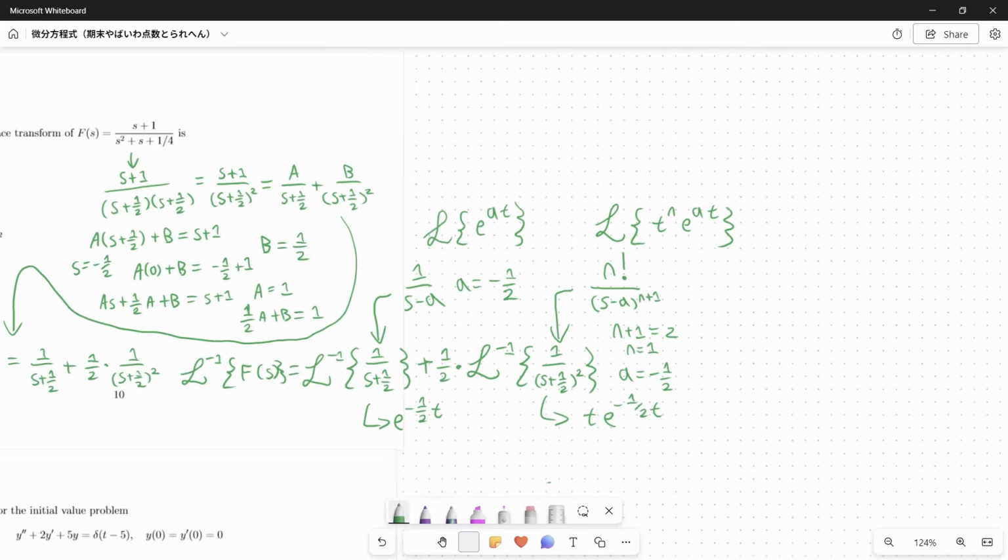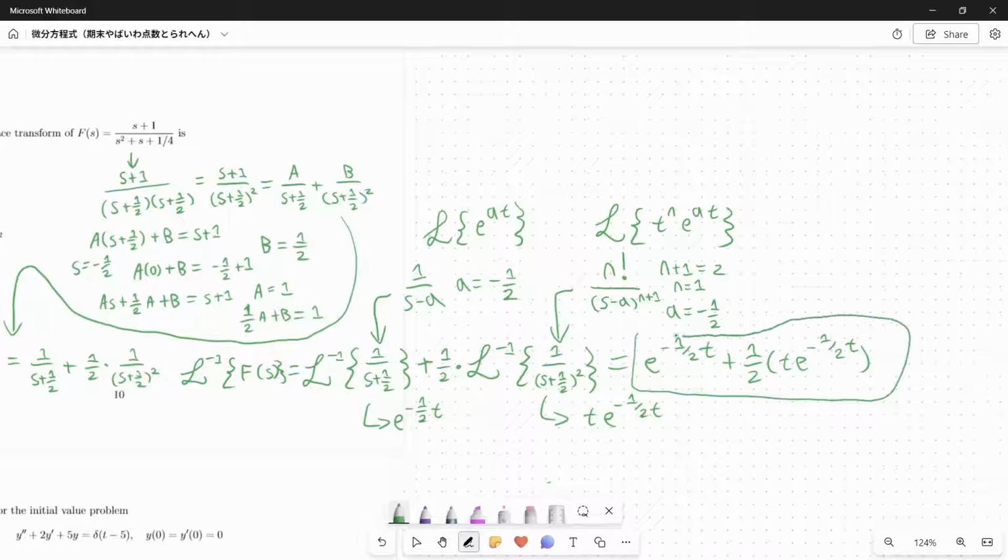And so now that we've evaluated those inverse Laplace transforms, let me move these things out of the way. Let's clean this up a little bit, because this got a little sloppy. Let's move this up here. And then now we can finally say that the inverse of f of s is ultimately going to be equal to e to the negative 1/2 t plus 1/2 times t times e to the negative 1/2 t. And so now we've completed the inverse Laplace transform of f of s.